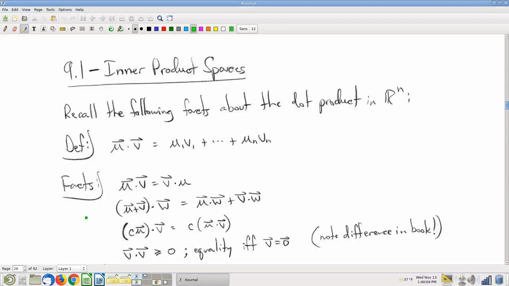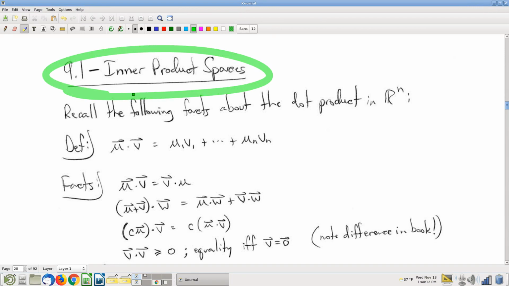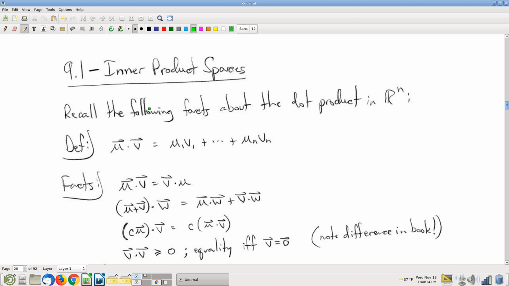Okay, so here's where we were last time. We were leading up to the definition of something called an inner product space. We didn't really quite have time to get there, so let me just remind you what we'd been talking about.